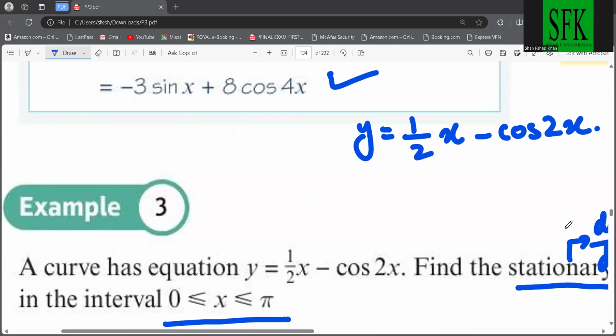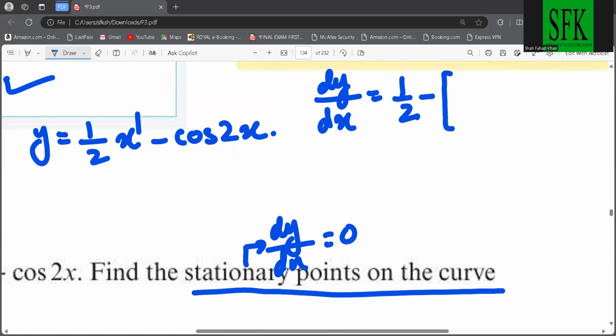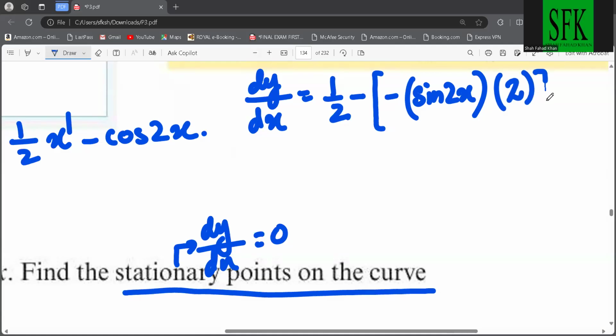How exactly do you go about this? Simple. First, differentiate it. dy over dx. So half x is just going to become half, right? Differential of half x, this is 1 multiplied by it, subtract 1 from it. So you are just left with half. What's the differential of cos 2x? You put the negative sign as it is, by the way. Now, differential of cos 2x. Let me just put a bracket over here just to simplify that. Differential of cos 2x is going to be negative sine 2x, right? Negative sine 2x. But at the same time, you have to multiply it by the differential of whatever is inside, multiplied by 2.